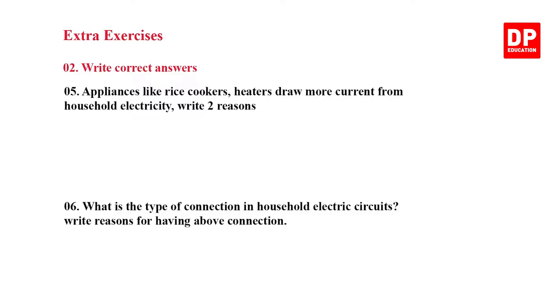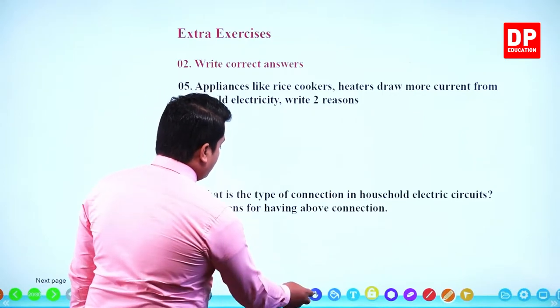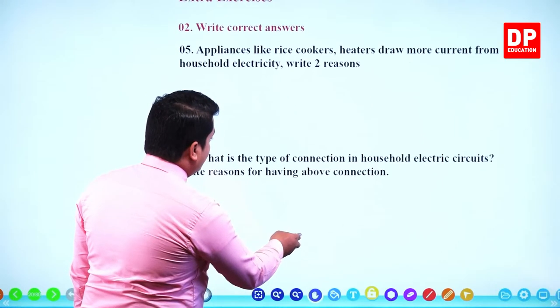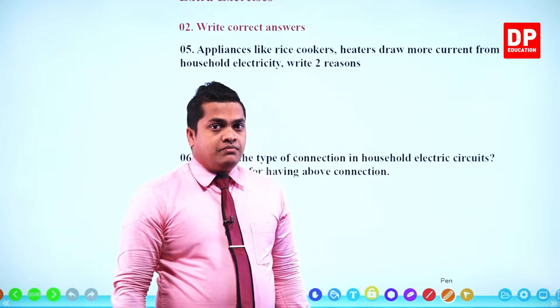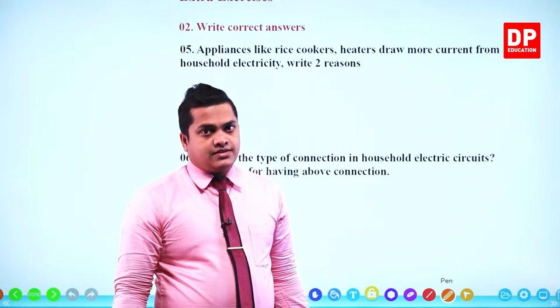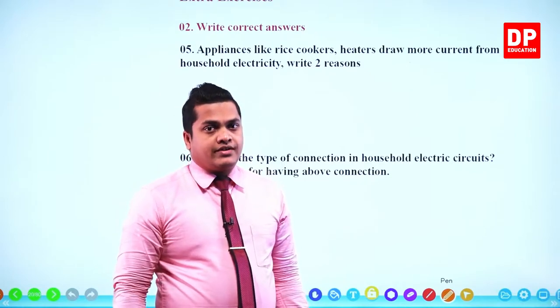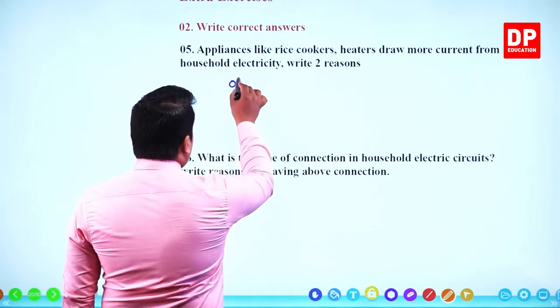Right, then, appliances like rice cookers and heaters draw more current from household electricity, right? Two reasons. If you take rice cookers and heaters, all of these utilize heat energy given out by the electric current. This means these things are made of nichrome. Nichrome has high resistance. Therefore, more electrical energy is consumed, right? So number one is high resistance.